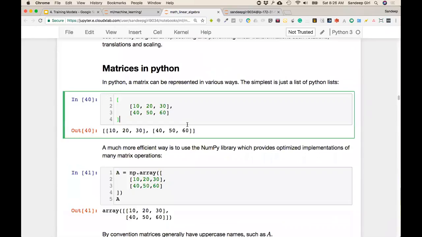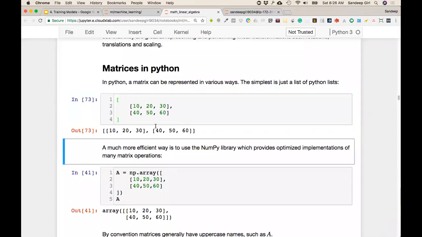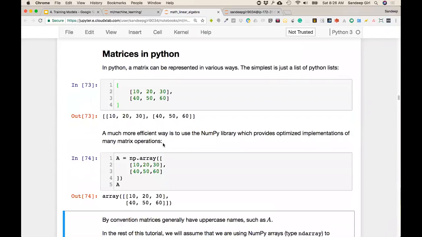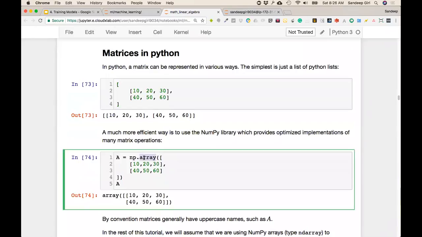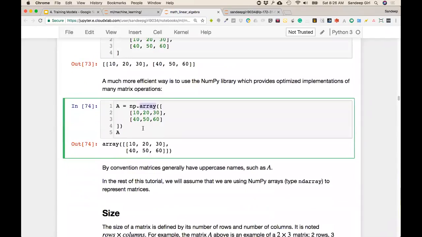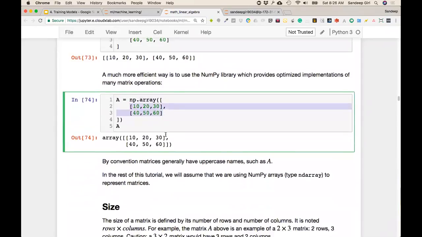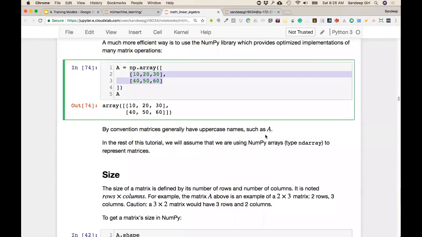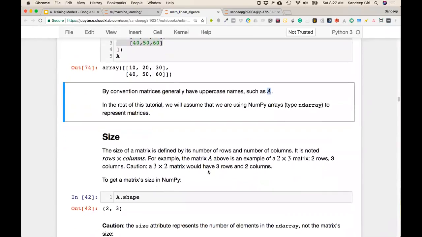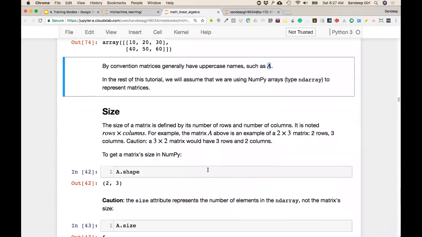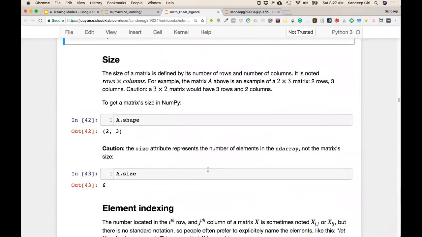So a matrix can be represented in Python in many ways. One is the simplest, a list of lists. So we can define our matrix using this. But we are going to use a NumPy array. A NumPy array by default not only supports the vector but also supports the matrix. And how do we define that? By having an array of arrays. That's all. We are going to use an uppercase name for the matrix. So we're going to use NumPy arrays to represent the matrix.